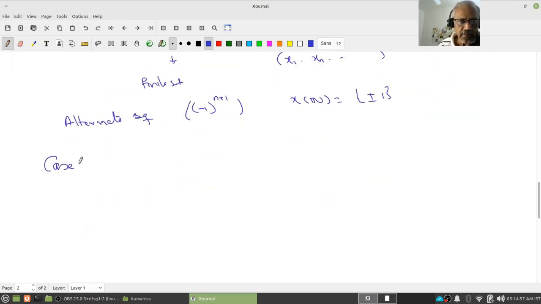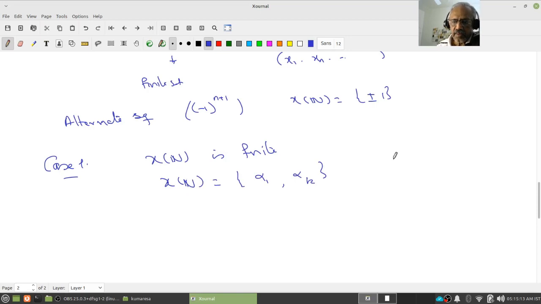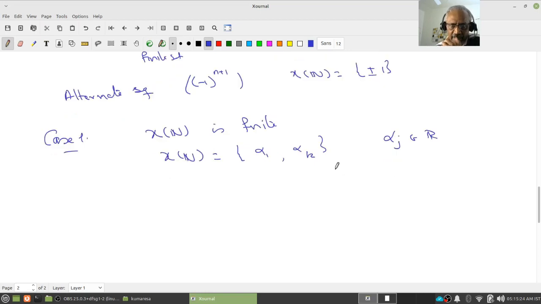Okay, so we want to put two cases. Case 1 is x of n, the image of the sequence, is finite. Say x of n equals, let us say, alpha 1 to alpha k, where the alpha j's are of course real numbers. In this case, for example, in the alternating sequence, k equals 2 and alpha 1 may be 1, alpha 2 may be minus 1, right?